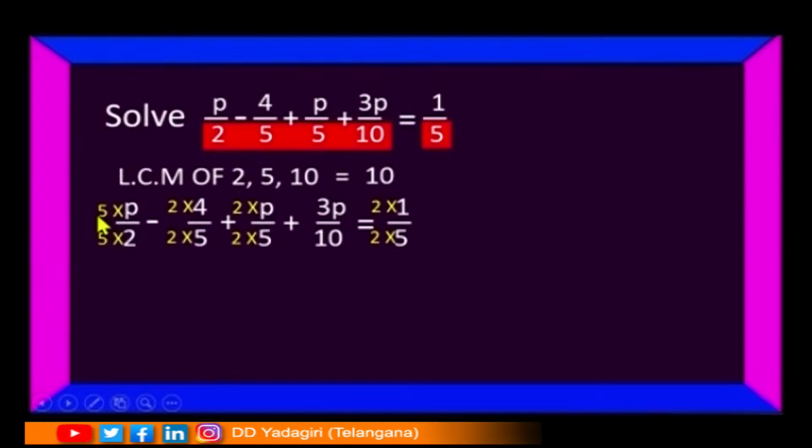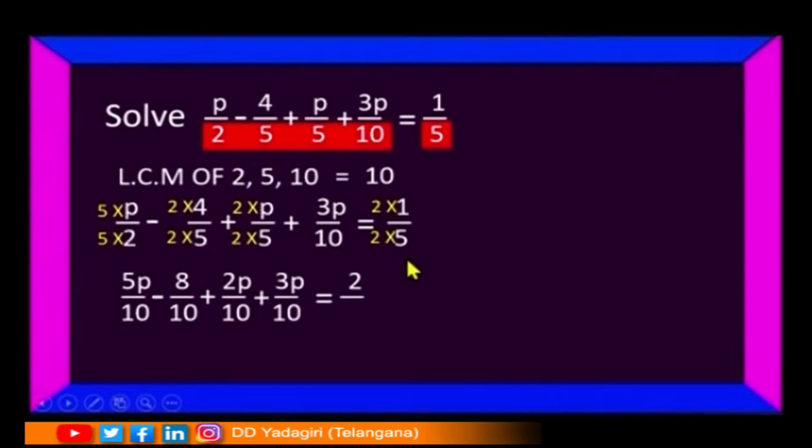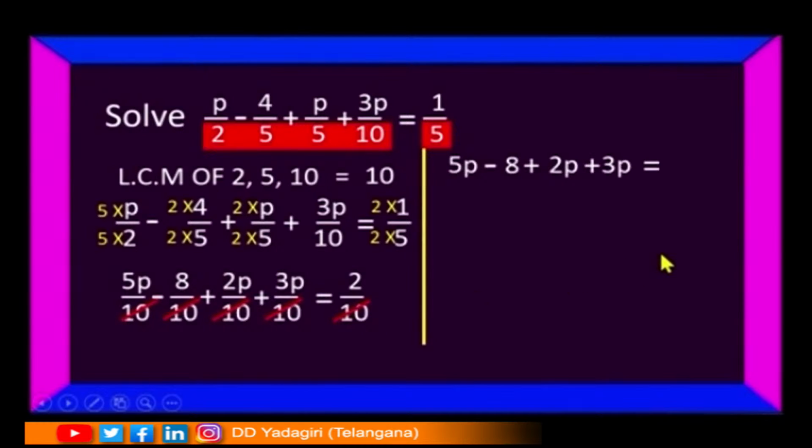Let us complete these multiplications. 5 into p is 5p, by 5 twos are 10, next 2 fours are 8, by 2 fives are 10, plus 2 into p is 2p, by 2 fives are 10, plus 3p by 10 equals 2 ones are 2 by 10. Now, observe that all the denominators on the left side and all the denominators on the right side are the same. So we can cancel all the denominators, strike off all the denominators on the left side and also on the right side because they are the same. Now, we take only the numerator parts, that is 5p minus 8 plus 2p plus 3p equals 2.